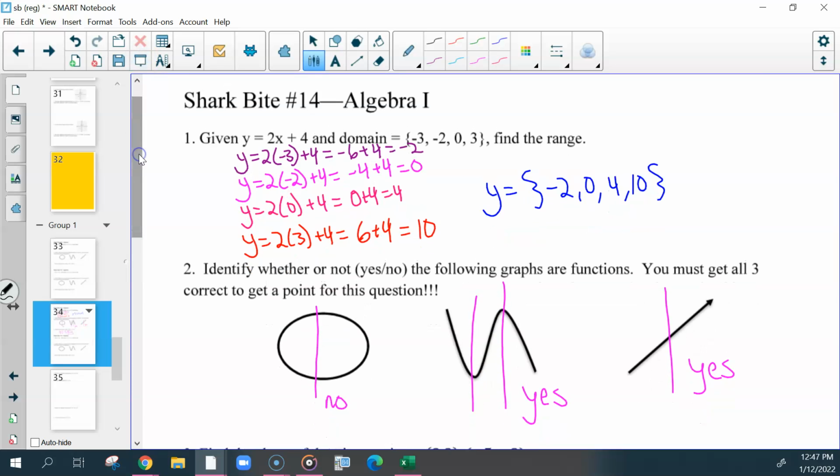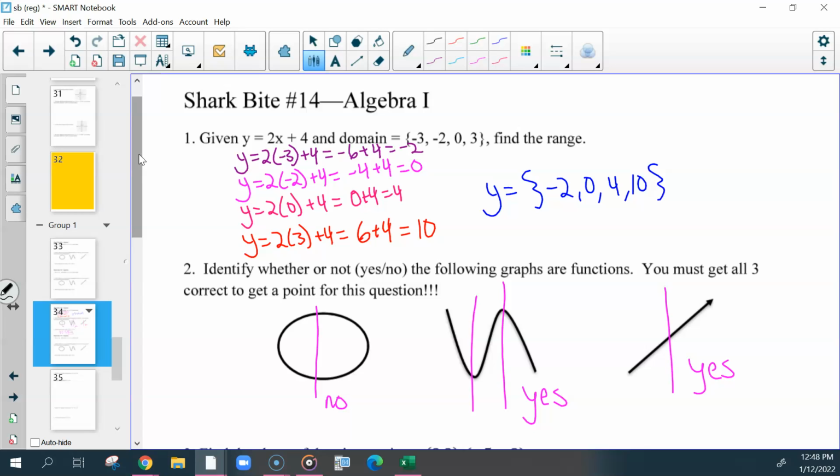Okay. For number 1, because it gives you an equation and a set of numbers that are your domain, and asks you to find the range, you would need to take each of those x values, put them into your equation to find each y value. And then once you find each y value, because it gave us the domain as a list of numbers, we have to give the range in that same format. So least to greatest without repeats. So our range would be, in curly brackets, -2, 0, 4, and 10.